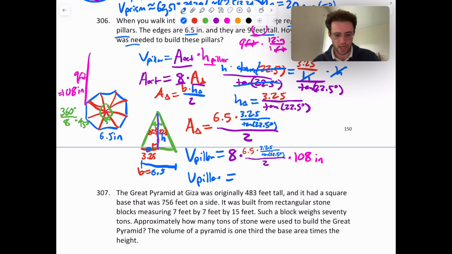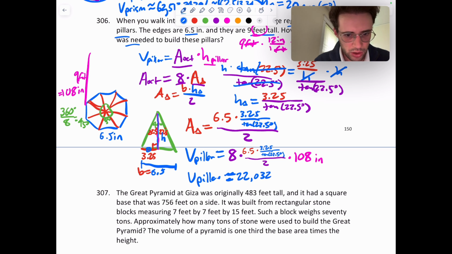I'm going to write 8 times 6.5 times 3.25 divided by parentheses tangent of 22.5, close parentheses, like of the entire denominator there. Then divide that by 2 and then multiply by 108. And it gives me the volume of the pillar is about equal to 22,032.11297. Again, let's round, and that would be in inches cubed.